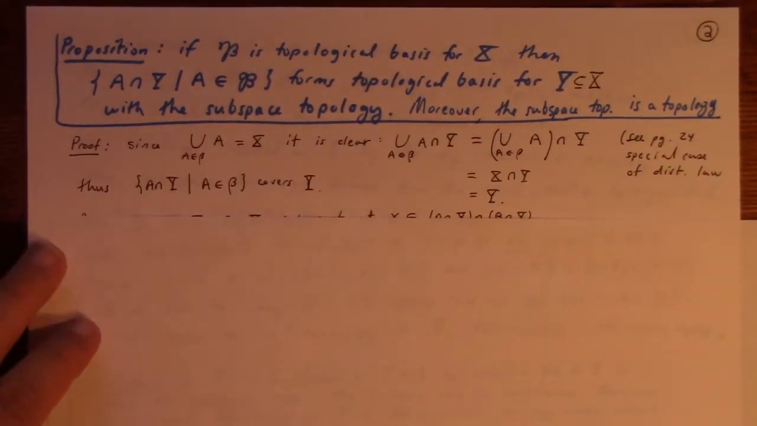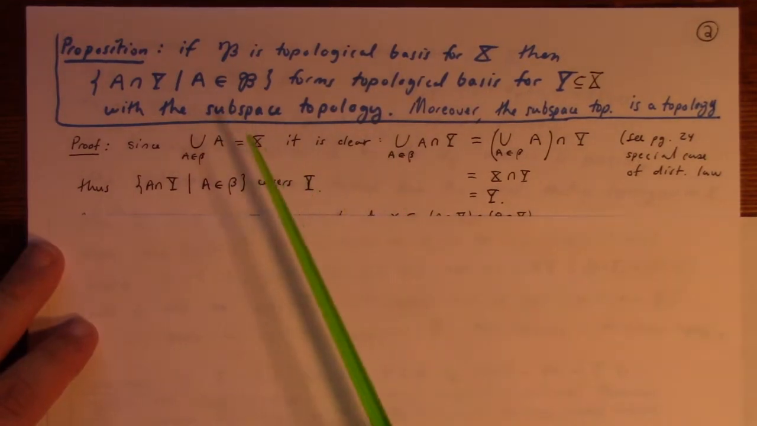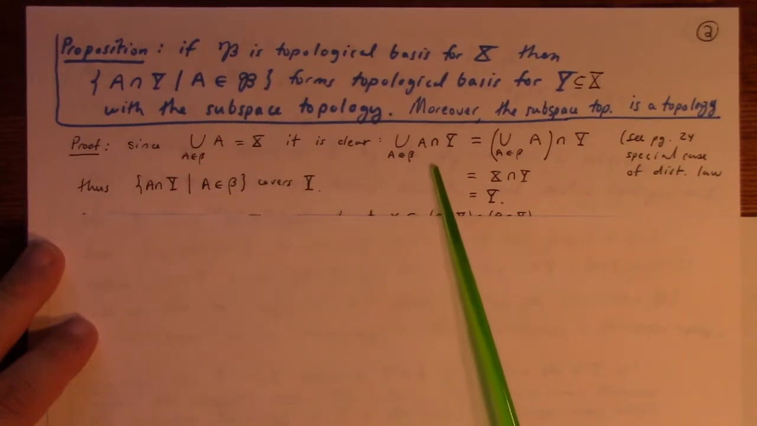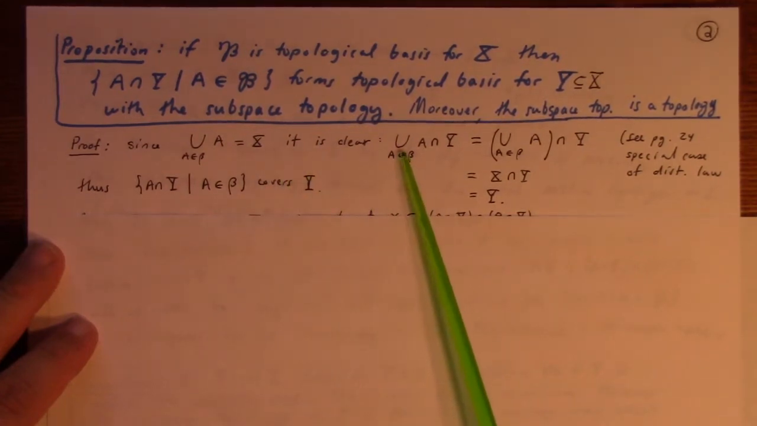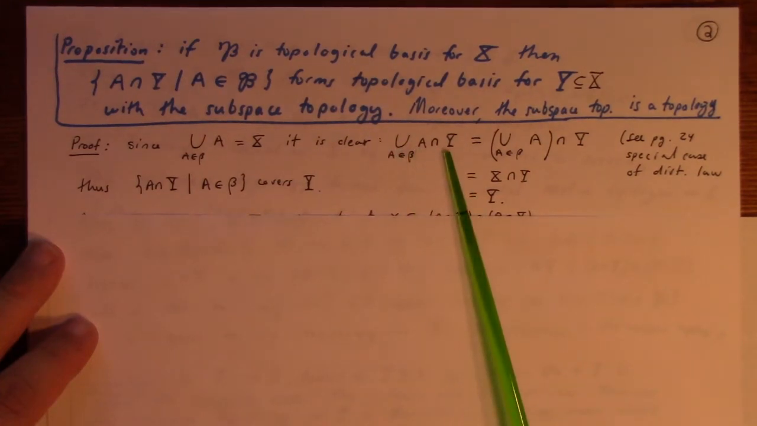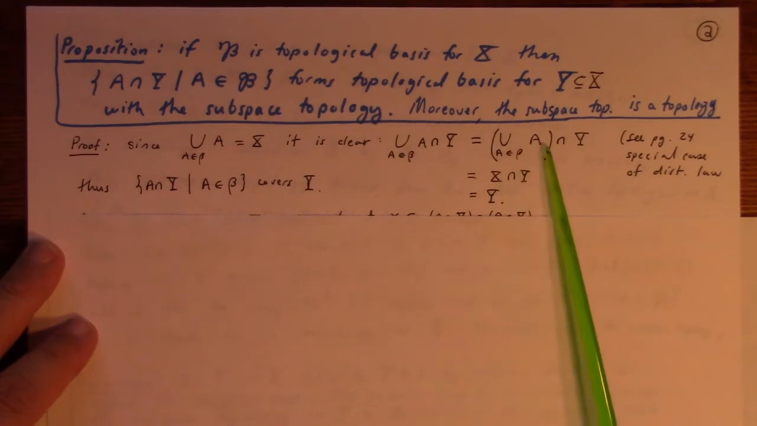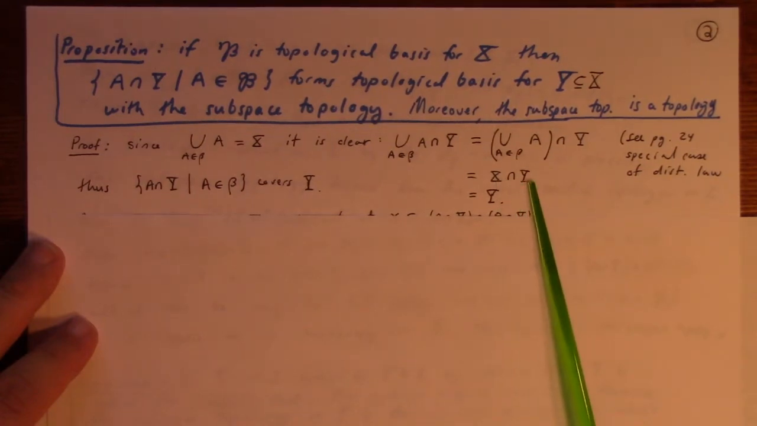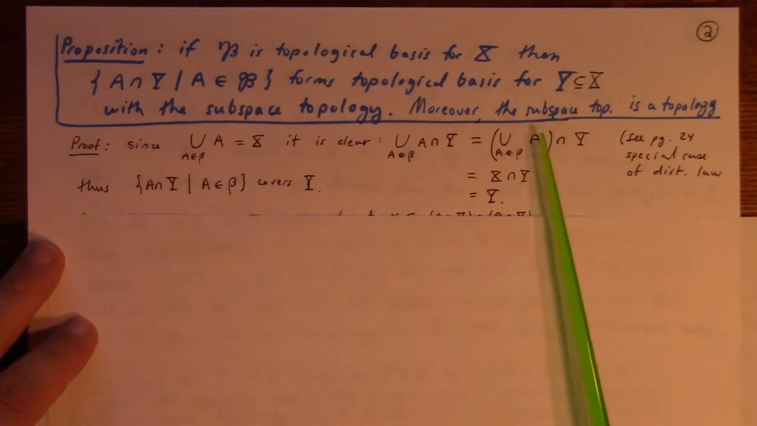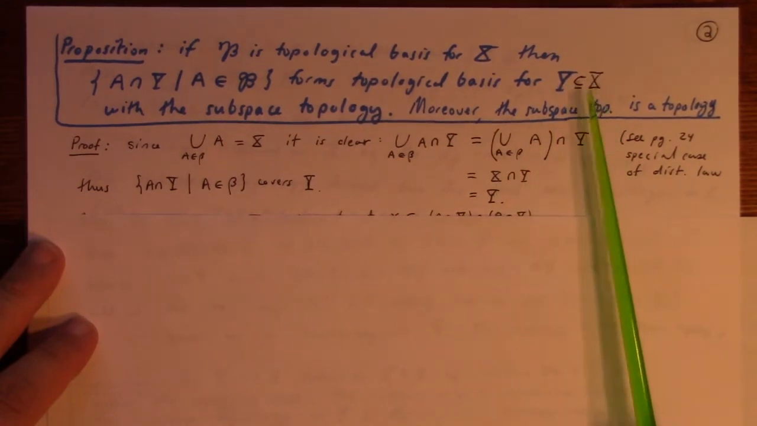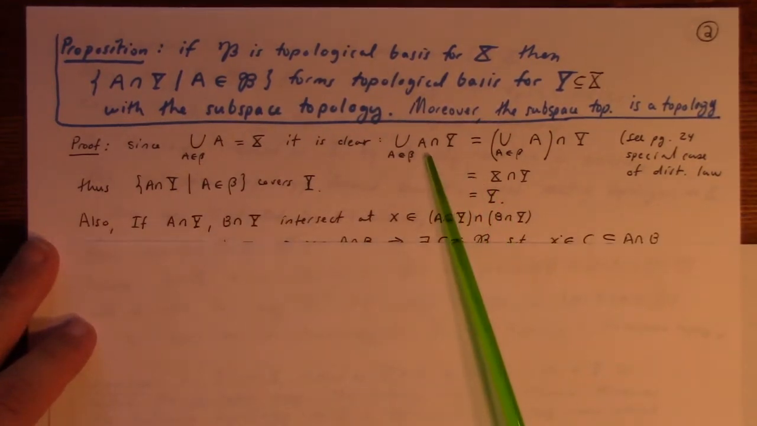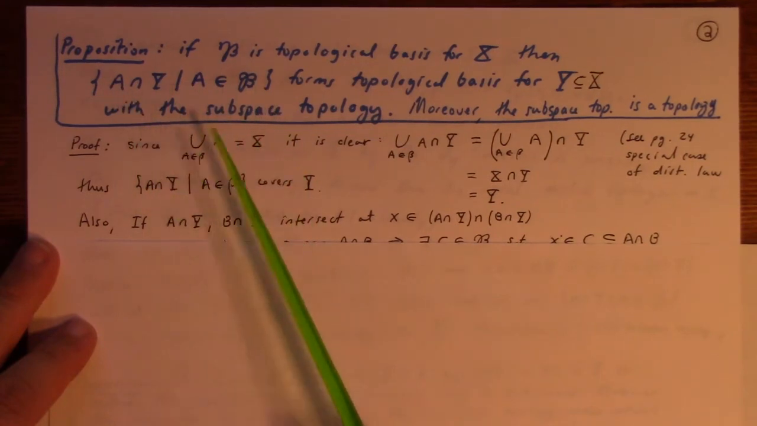Since we're given that B is a basis, that means the union of the things in the basis covers all of X. And then by the distributive law, the union of the intersections of A with Y is the same as the intersection of the total union over A with Y. But the total union over A is exactly X because B is a basis. And so X intersect Y is just Y because Y is a subset, right? Any subset intersected with a larger set is just the subset. And as such, that shows that this family of sets covers Y.